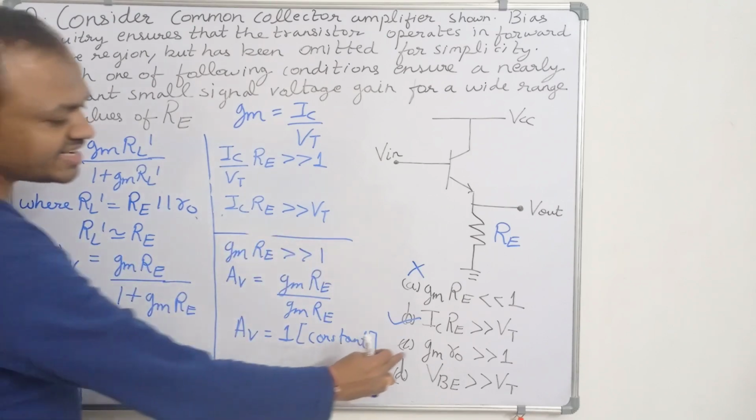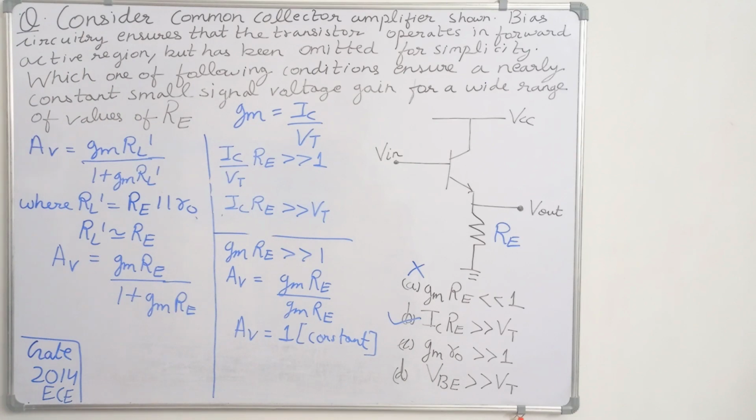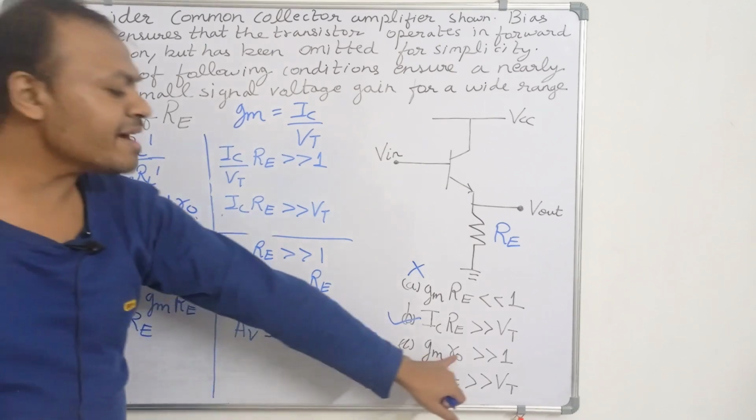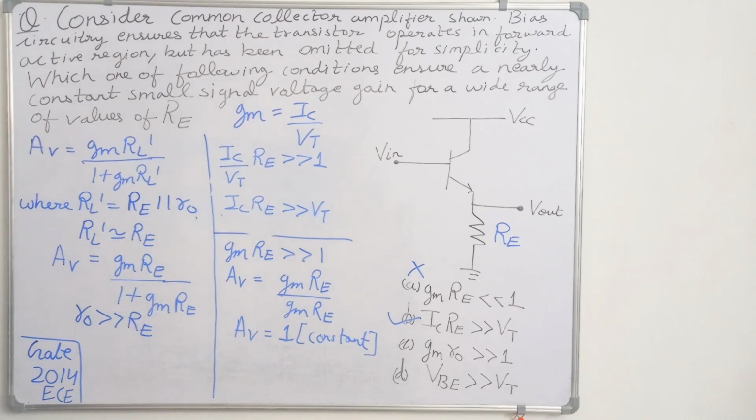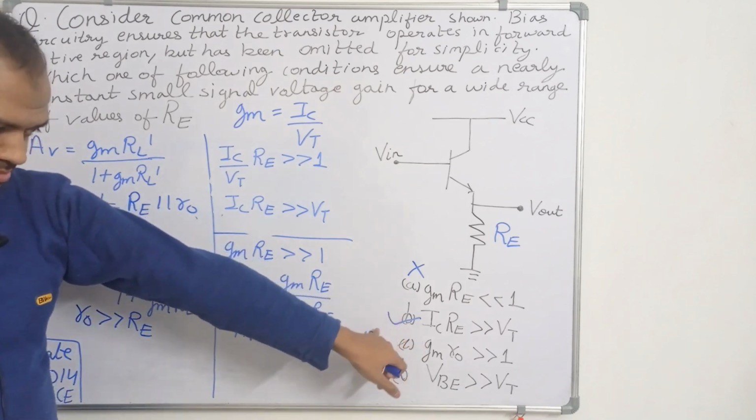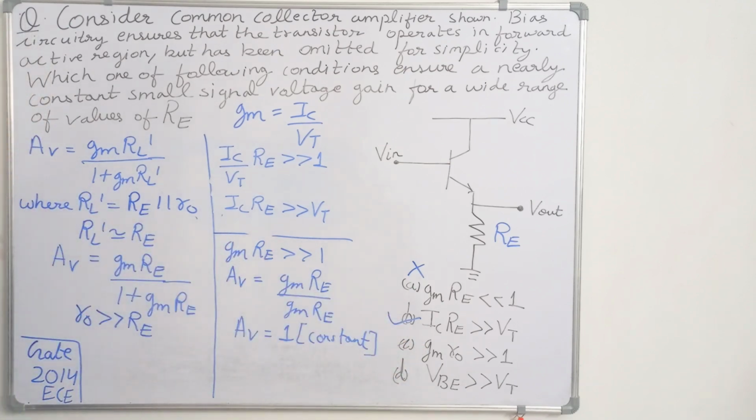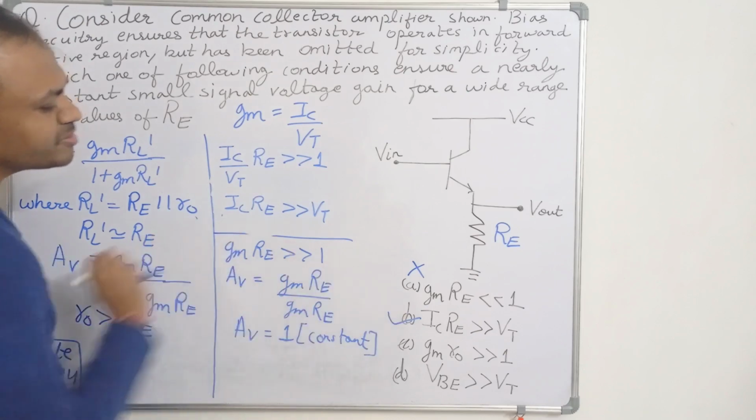And for the condition gm R naught much greater than 1, this cannot be true in a general way, because generally R naught is much greater than Re. So if gm R naught is much greater than 1, then obviously gm Re will be much greater than 1 as well. So the most logical answer to this question is option B.